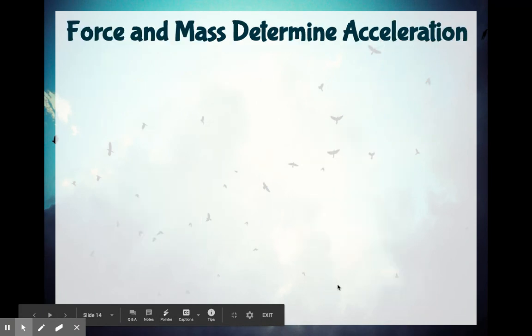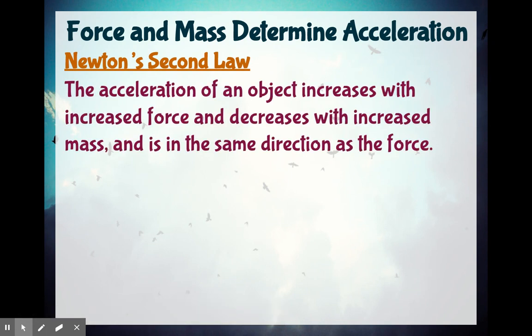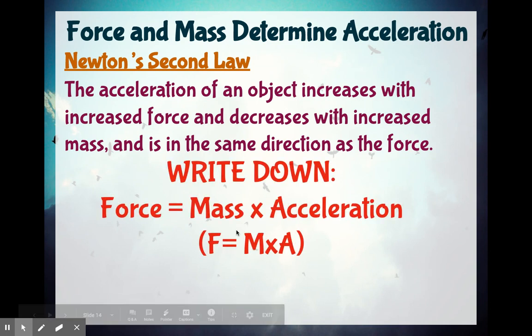So, back to here. Force and mass will determine acceleration. This is Newton's second law of motion. You don't need this whole long bit. You need this next bit, the part that says write down. Please write down both force equals mass times acceleration, and then in parentheses F equals m times a. You need to pause this video so you can do that. Please do that. But we're looking at this: force is equal to mass times acceleration.